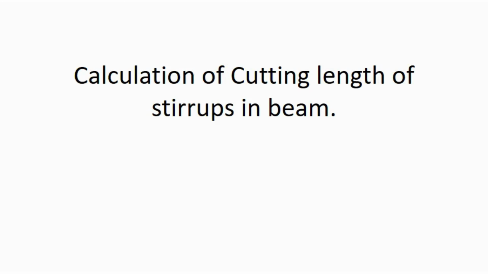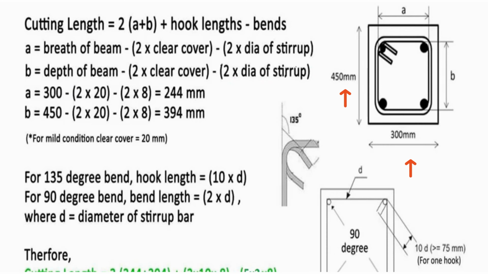Calculation of cutting length of rectangular stirrup in beams. In the figure, you can see the beam depth is 450 mm, the breadth is 300 mm, and the clear cover is 20 mm. In the figure, circular dots represent vertical arms. Here, the size of the stirrup is 8 mm.